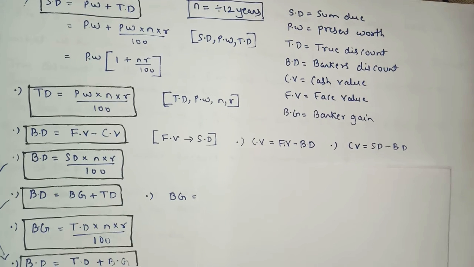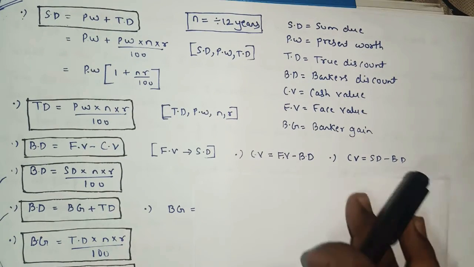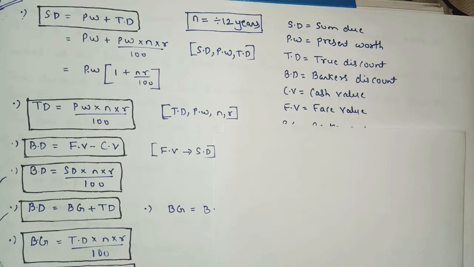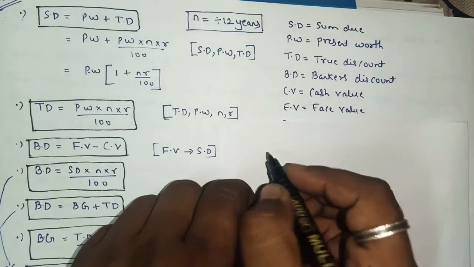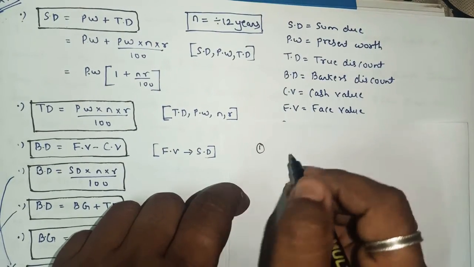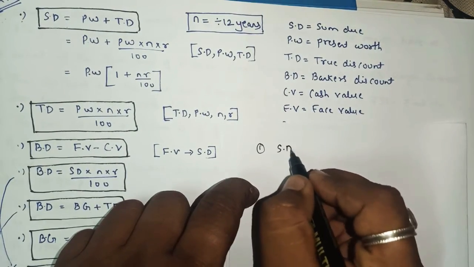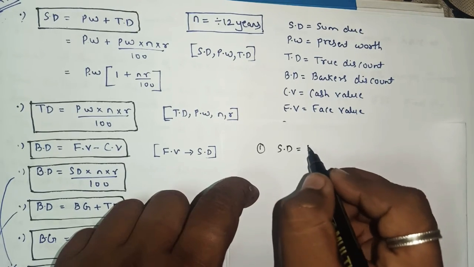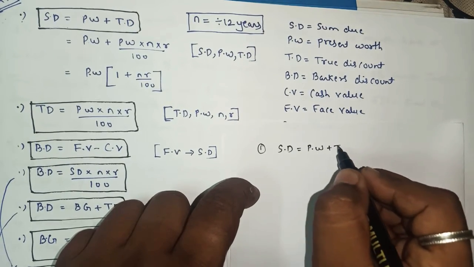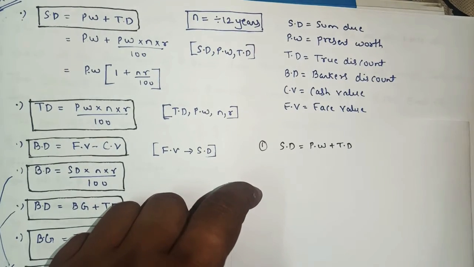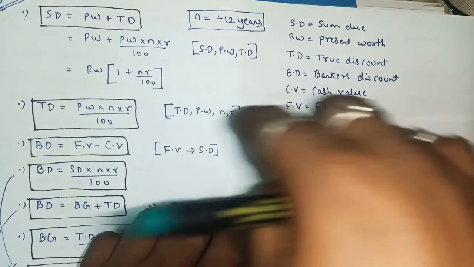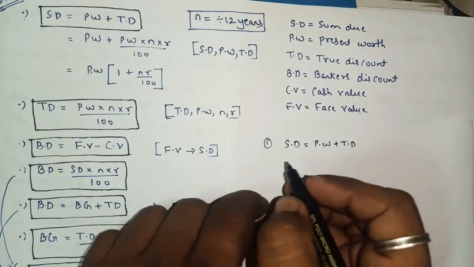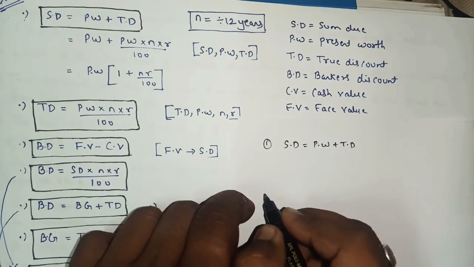Now let's focus on the formulas first. Your first 3 to 4 sums are based on these two important formulas. The first one we'll write here: sum due is equal to PW plus TD. The formula is: sum due is equal to PW plus TD. The first 3 to 4 sums are based on these two formulas, and these two formulas are very important.